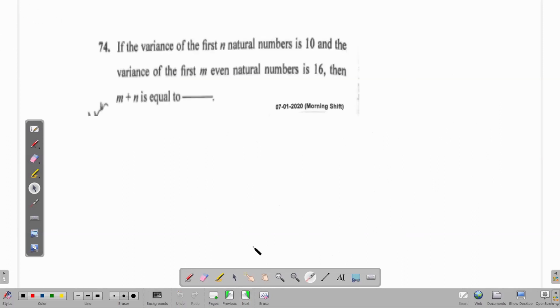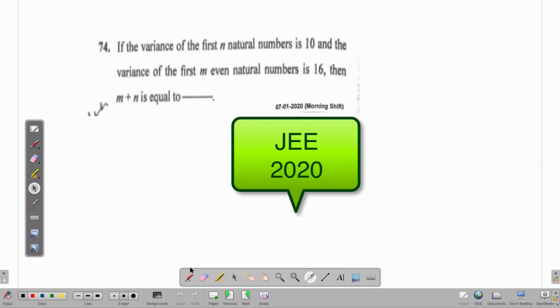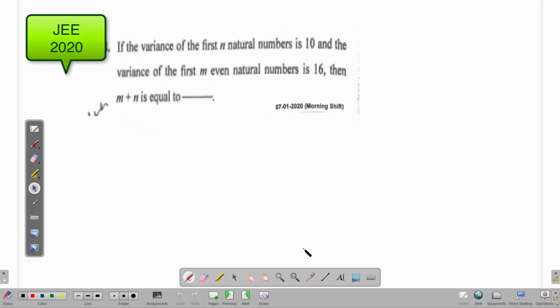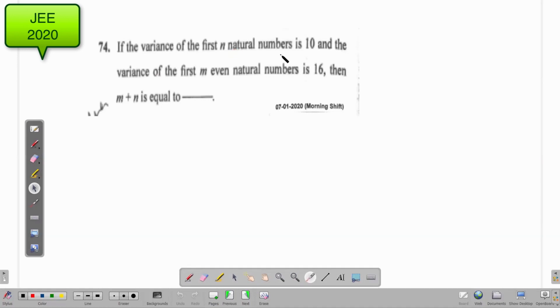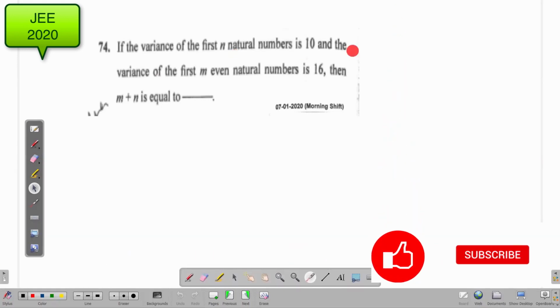Another application. This question came in the January 2020 paper. If the variance of the first n natural numbers is 10 and the variance of the first m even natural numbers is 16, you have to find m plus n. As you know that the variance of the first n natural numbers, n square minus 1 upon 12, is equal to 10 here.